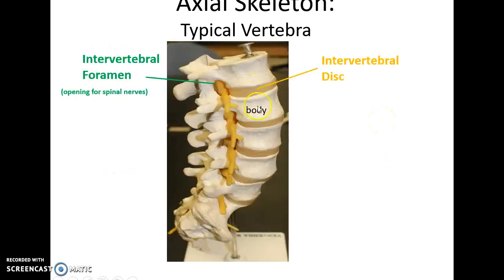Here's the intervertebral discs, the body, the intervertebral foramen. This hole you only see when you have 2 vertebrae coming together. And the intervertebral foramen is where spinal nerves leave the vertebral column.